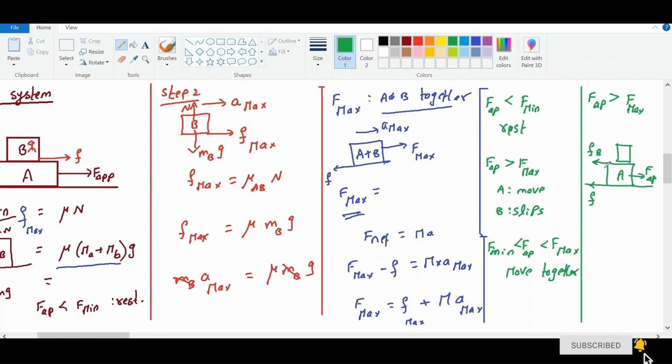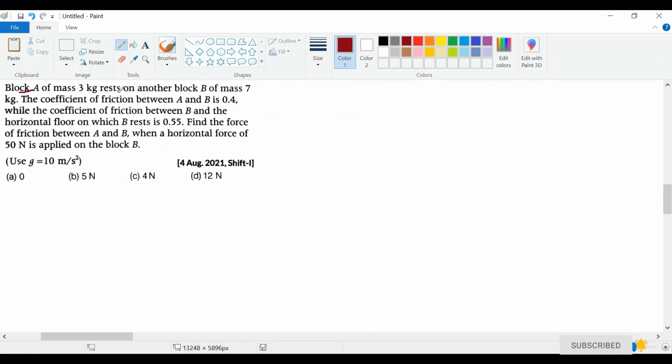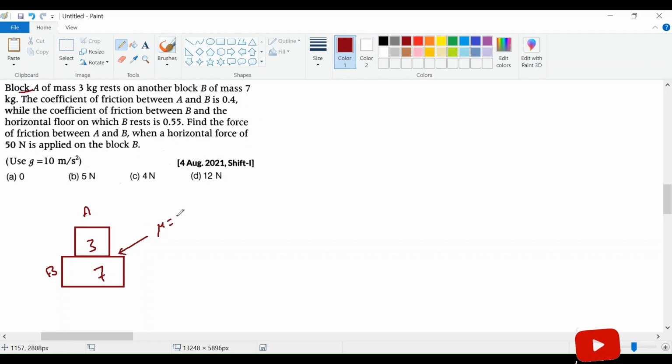Let's try to understand with questions. Block A of mass 3 kg rests on another block B of mass 7 kg. See, there is a 7 kg block upon which there is a 3 kg block. So this is 3 kg and this is 7 kg. The coefficient of friction between A and B, mu, is 0.4, and the coefficient of friction between B and the horizontal floor is 0.55.